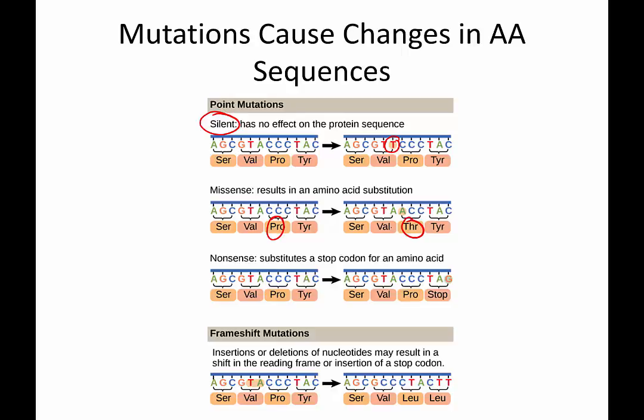Next, we have a nonsense mutation. So this is when you have an early stop codon. So that amino acid was supposed to be tyrosine, but here it changed to a stop codon. And lastly, we have frame shift mutations. So a frame shift mutation is actually when the ribosome gets knocked off by 1 or 2 nucleotides.